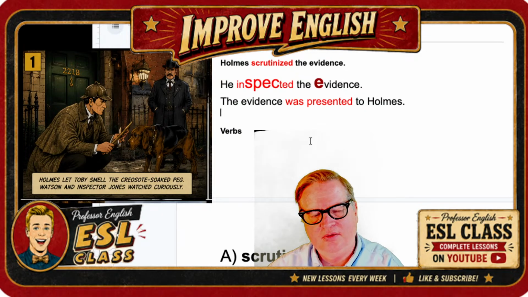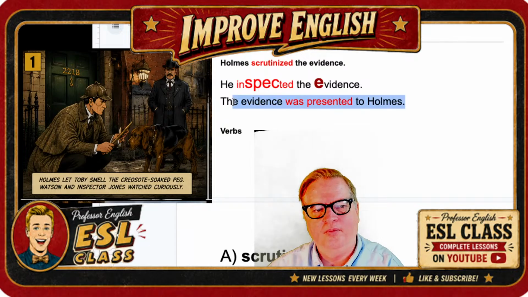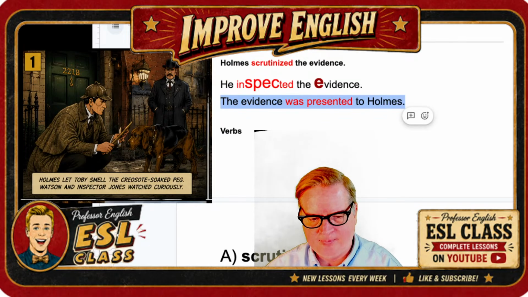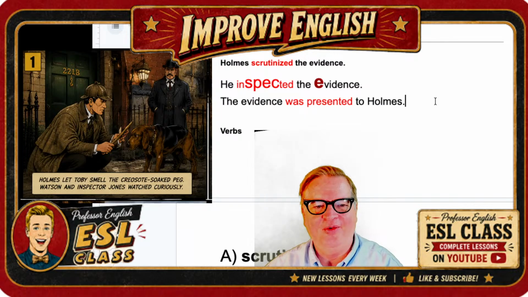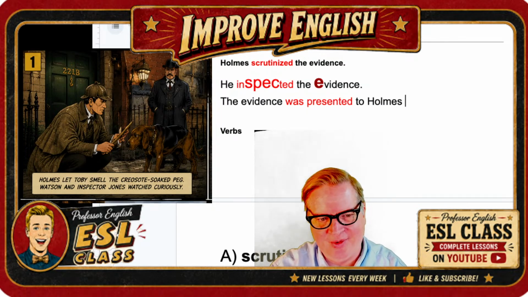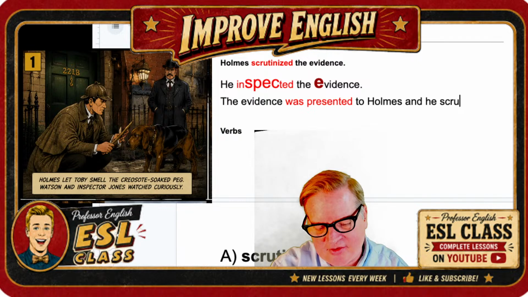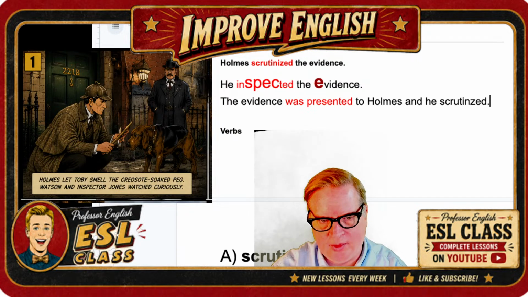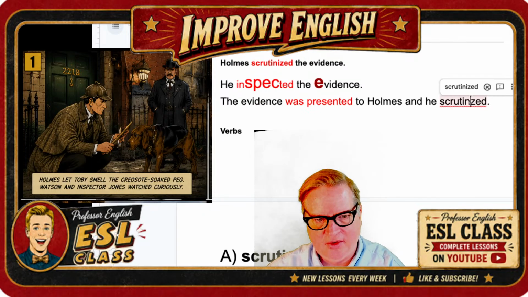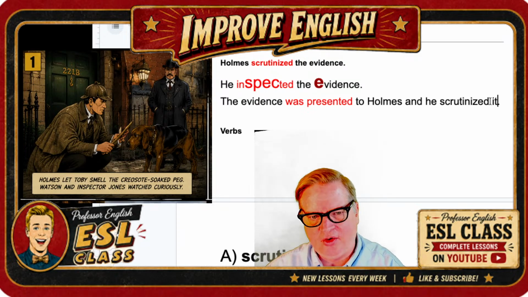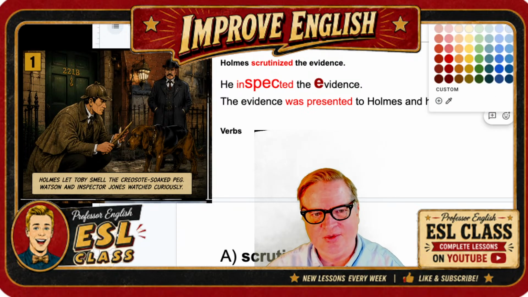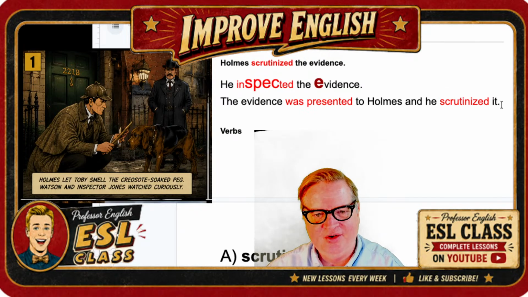We can use the evidence presented. The evidence was presented to Holmes. Okay, and he scrutinized it. Let's avoid the adverbs right now because we will have our own adverbs to put in there later. So we can say, the evidence was presented to Holmes and he scrutinized it. This is really going to be a pretty monster sentence here.